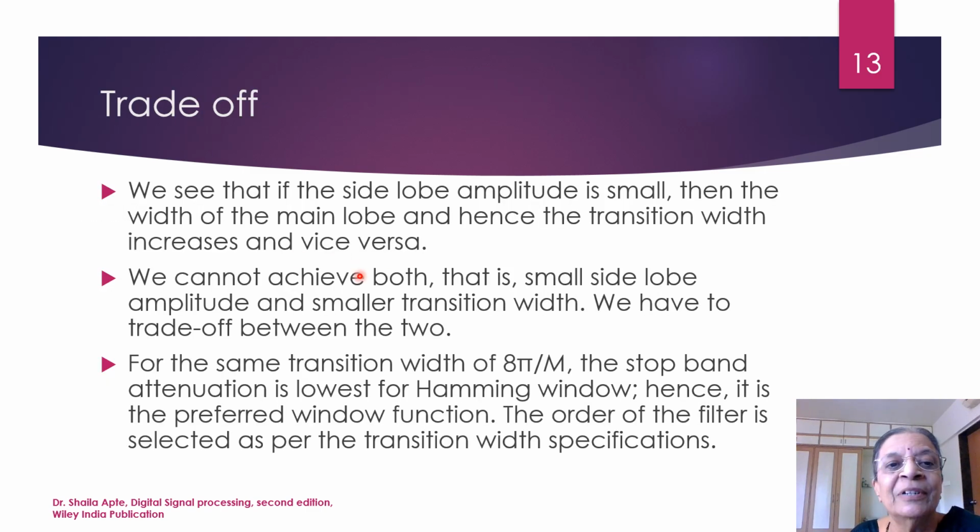So we have to have a trade-off. We see that the side lobe amplitude is small. If we want to have it small, then the width of the main lobe, and hence the transition width, increases, and vice versa. We cannot achieve both. We cannot say that the side lobe amplitude must be small and also the transition width must be very, very small. We cannot achieve these two things at a time.